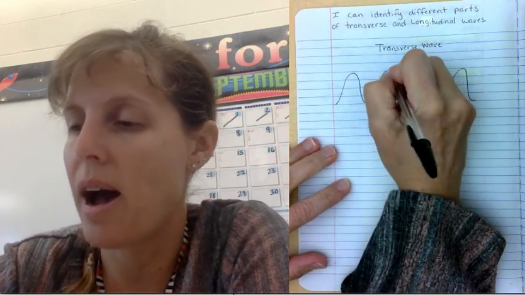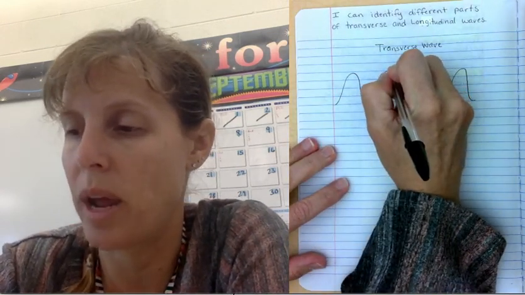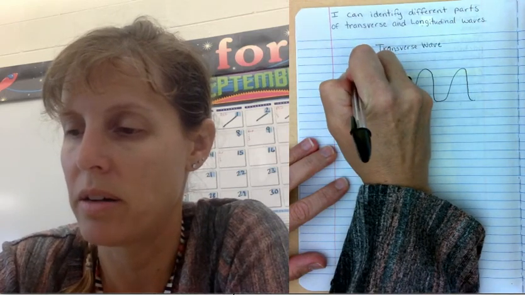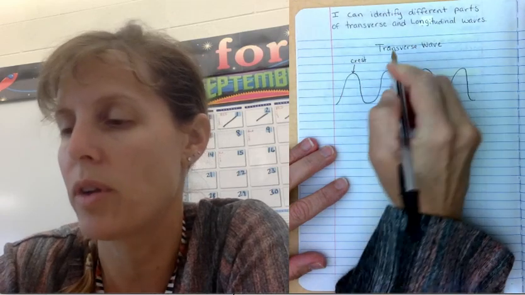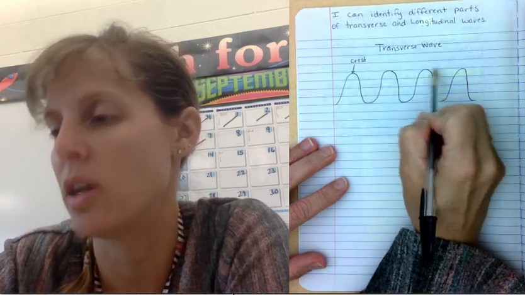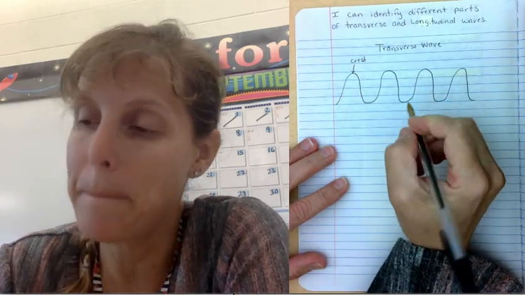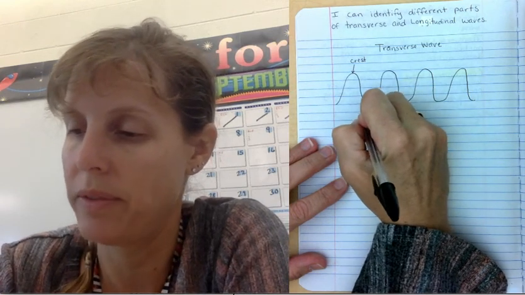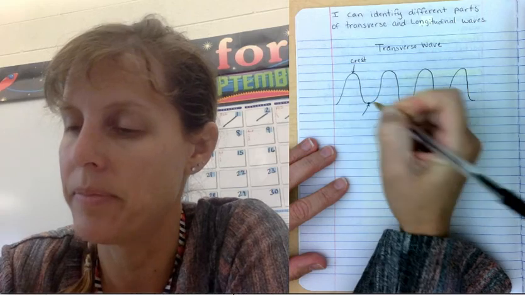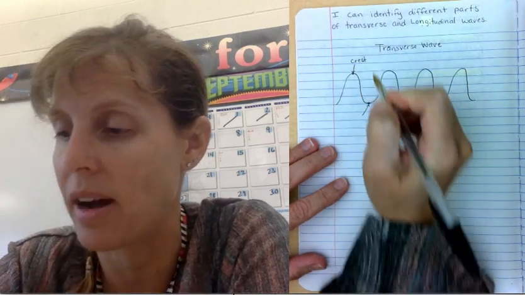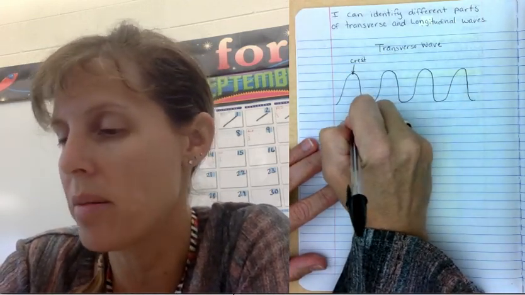So the top of a transverse wave, this thing right here, is called a crest. So you have a crest here, a crest here, a crest here. And the bottom of a transverse wave, exactly at the bottom, where the crest is exactly at the top, right? The bottom is called a trough.